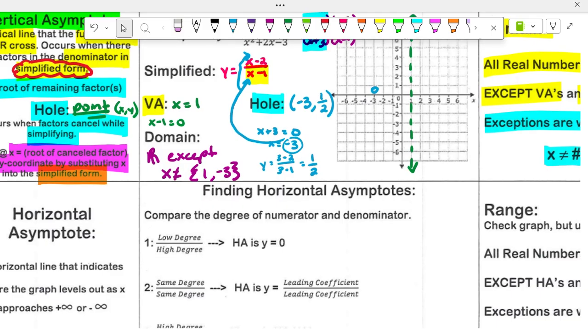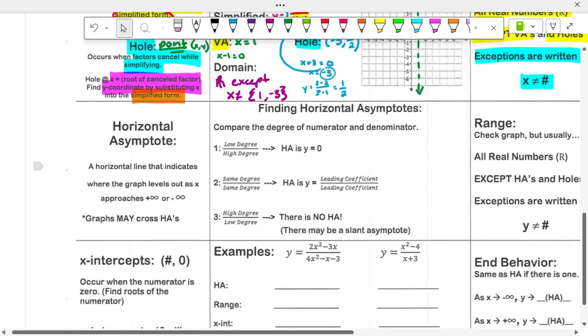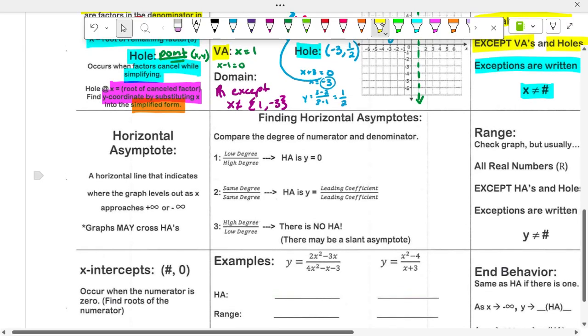Now, we still don't have enough for my graph just yet. So that is the vertical asymptote, the hole, and the domain. All right. Now let's look at the horizontal asymptote.